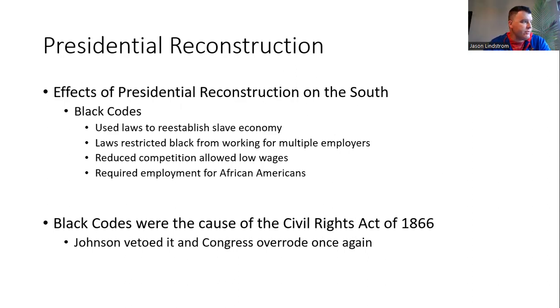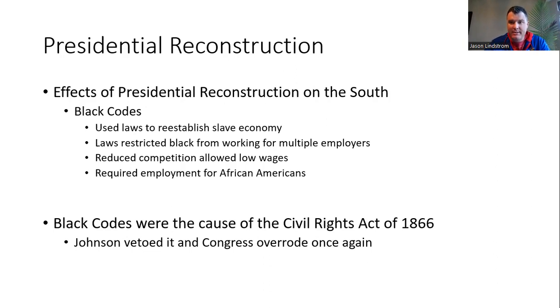The effects of presidential Reconstruction on the South is this: when the South reforms with no intervention from the North, immediately they try to restore the economy and the social practices of slavery, and they do that through something called black codes.